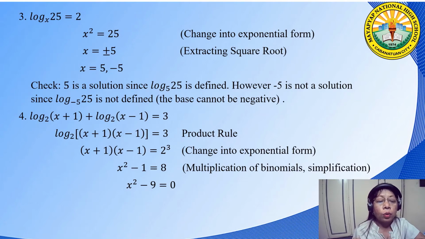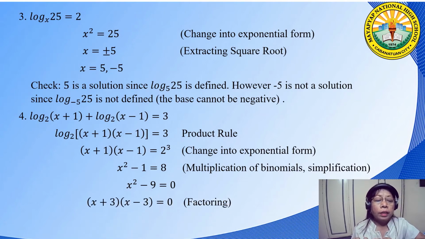So therefore, by factoring, the factors of x squared minus 9 are quantity x plus 3 and quantity x minus 3, then equate to 0. Therefore, x equals 3 and negative 3.